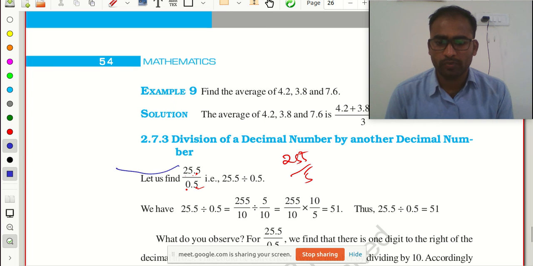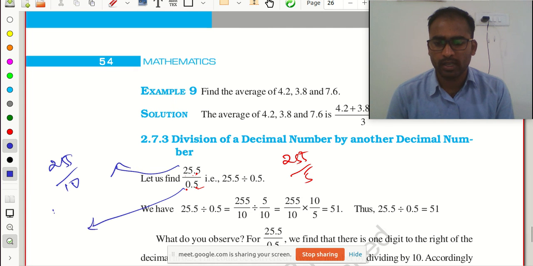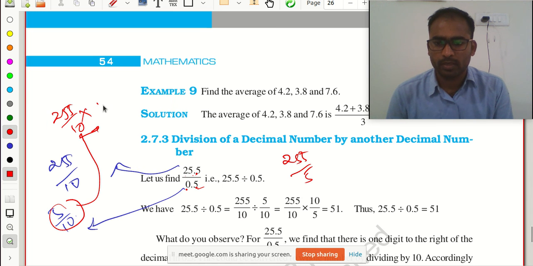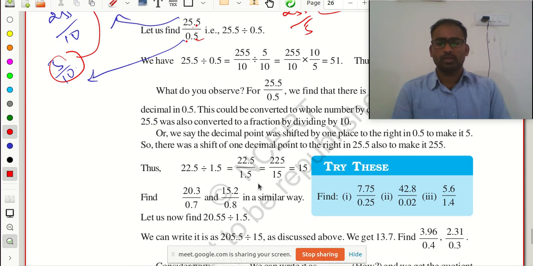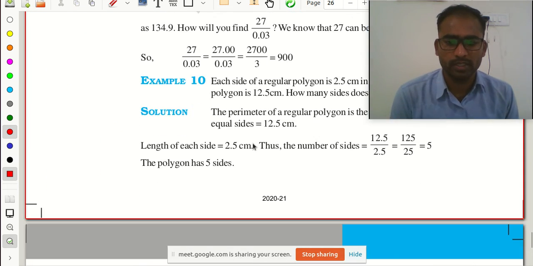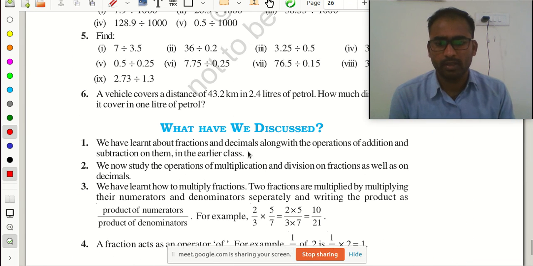See here, this 25.5 can be written as 255 by 10 and this 0.5 can be written as 5 by 10. So I need to divide these two. So 255 division with 10, multiply with the reciprocal of this one, 10 by 5. 10 will get cancelled. So 255 by 5. So I wrote it directly here. In this way, you need to calculate the division of a decimal number with another decimal number.